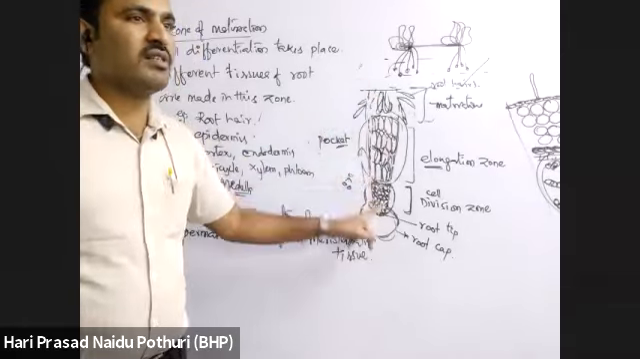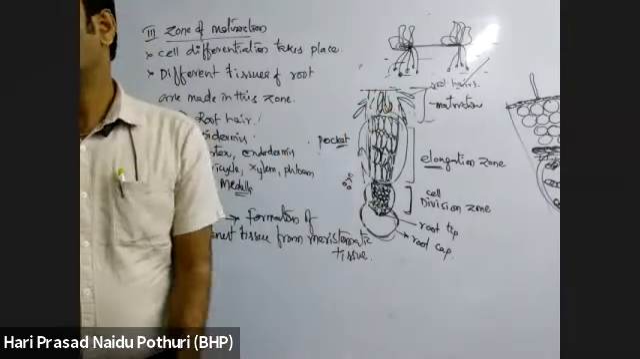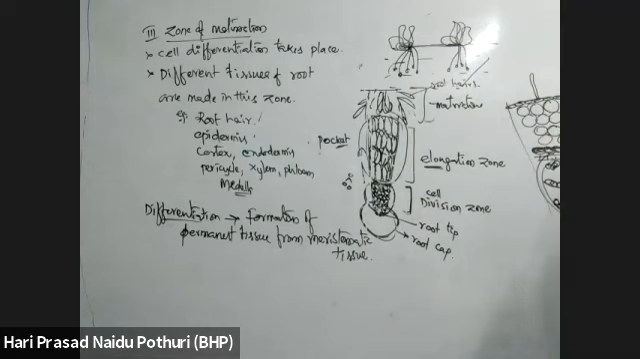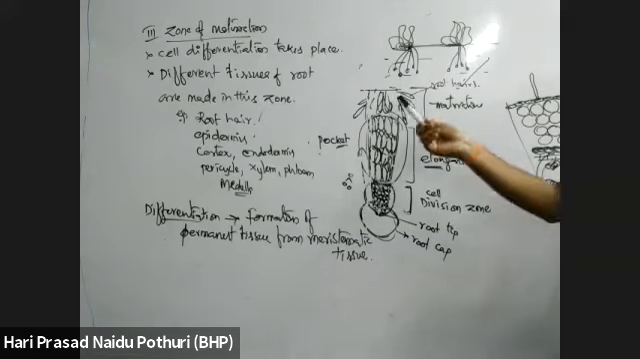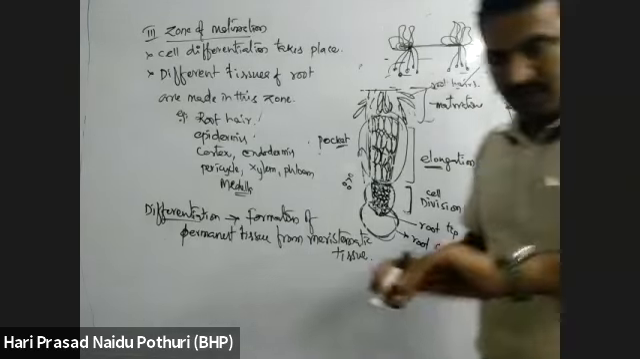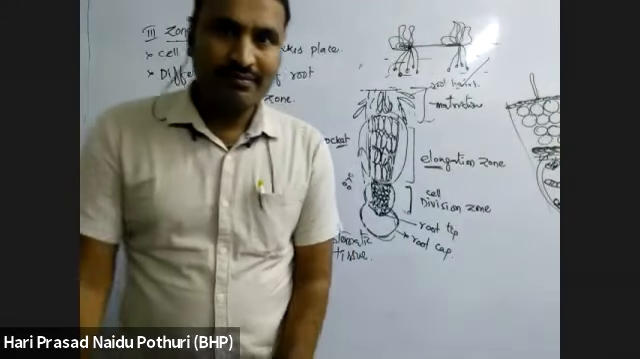Terminal to proximal means you have to choose the reverse order. A question may come: what is the order of root zones from proximal to terminal? Then maturation, elongation, division is this order. If the question is terminal to proximal, then the order will be reversed. What is the basal zone of the root system? Maturation zone only. That is the root base.